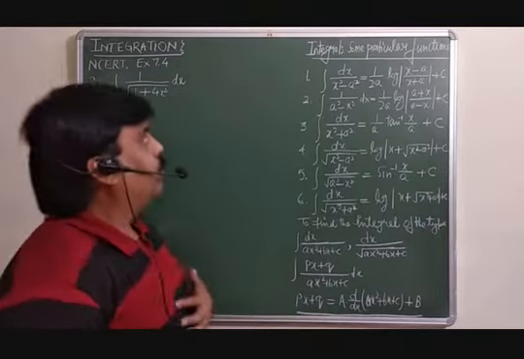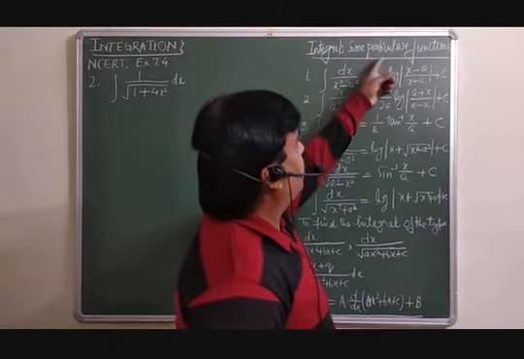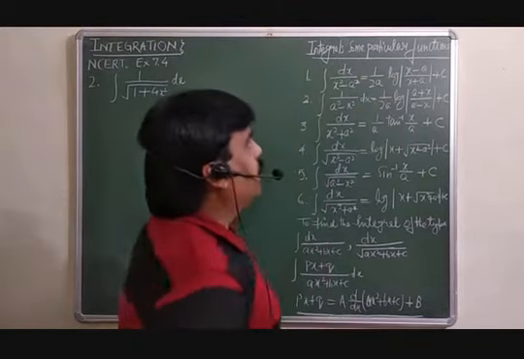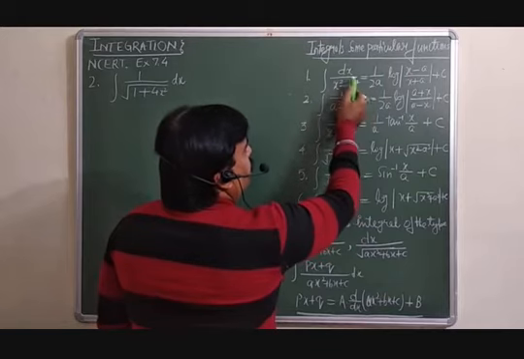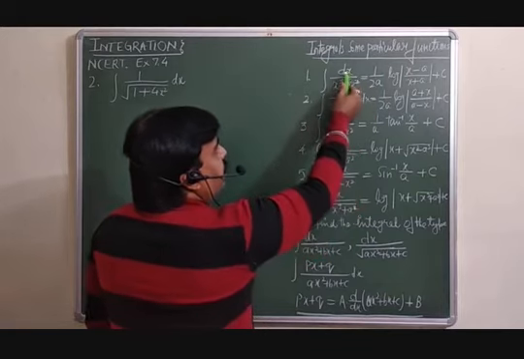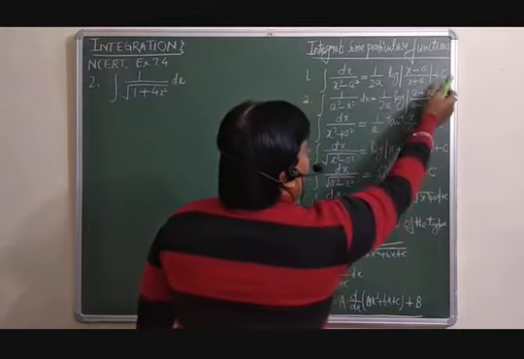Hello everybody. Now we are going to discuss the integrals of some particular functions. Suppose dx over x square minus a square. You want to take the antiderivative of this, and that is equal to 1 over 2a into log of x minus a over x plus a, plus c.